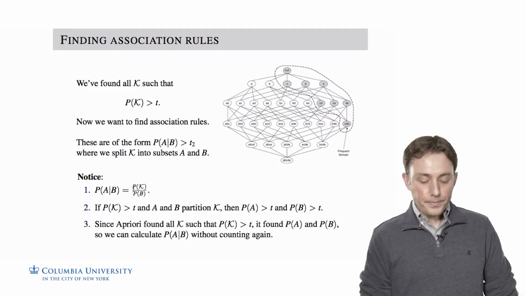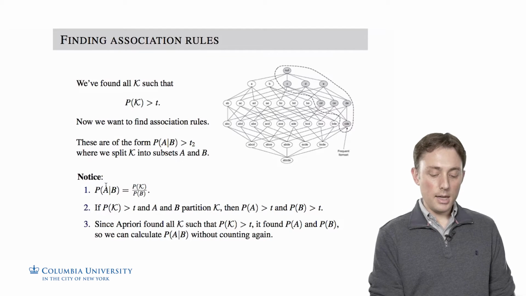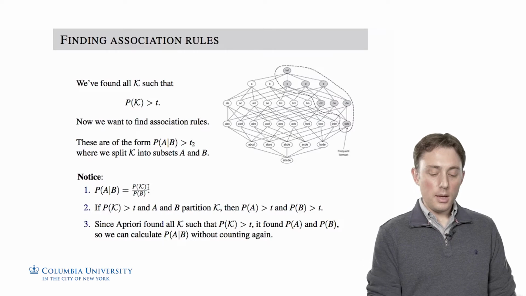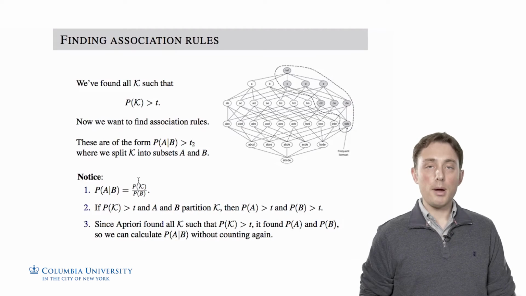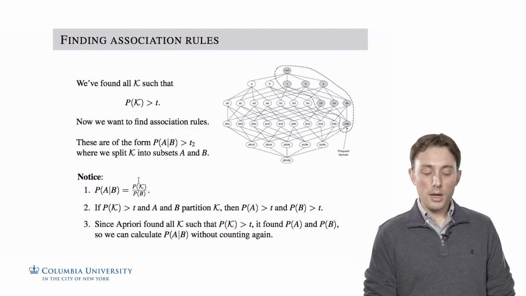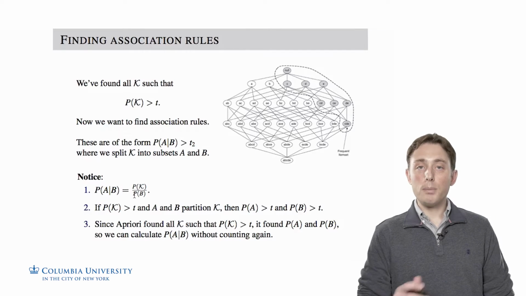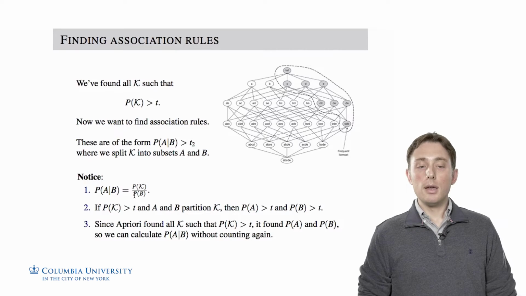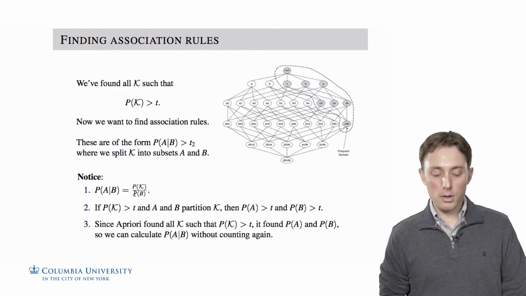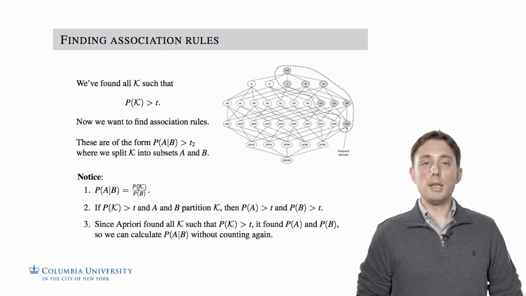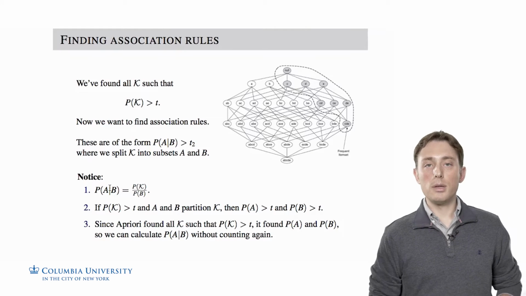So for example, if we're interested in taking K and splitting it into the two subsets A and B, then we know from a priori that we have found the probability of K, so we simply look that probability up and put that in the numerator. From a priori, we also found the set B as being of interest separately from A and separately from K. And so we look up the set B from our a priori algorithm and read off the probability that we found for that one, and then put that in the denominator to get this conditional probability.